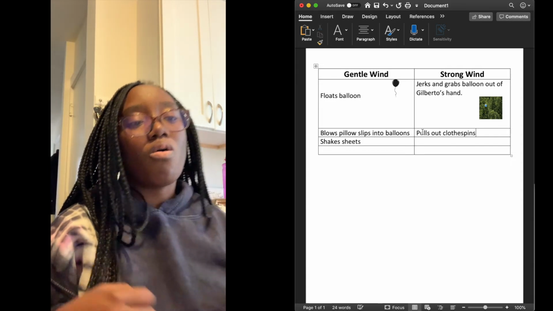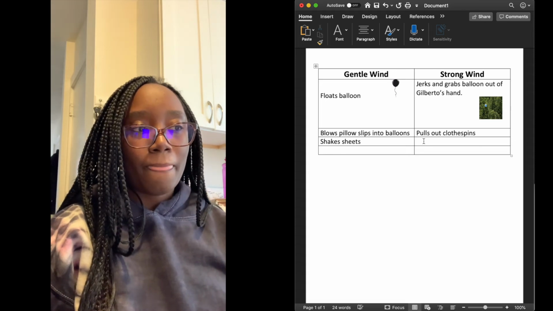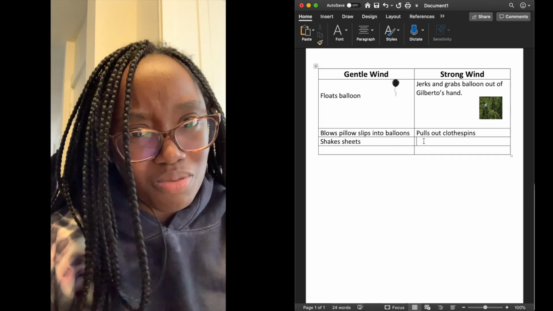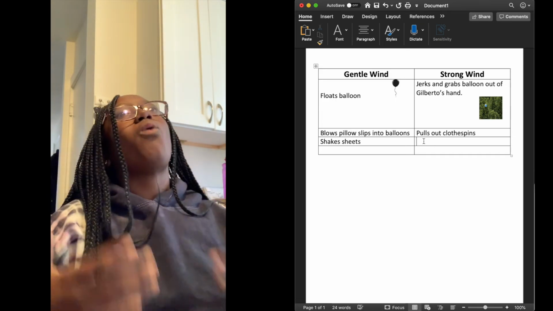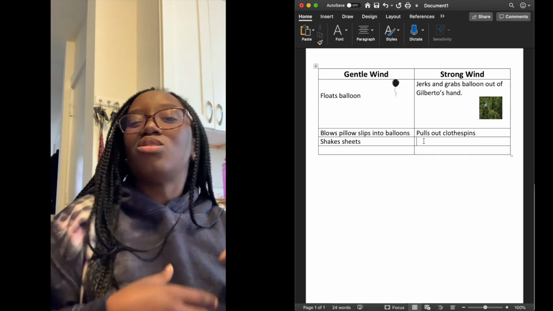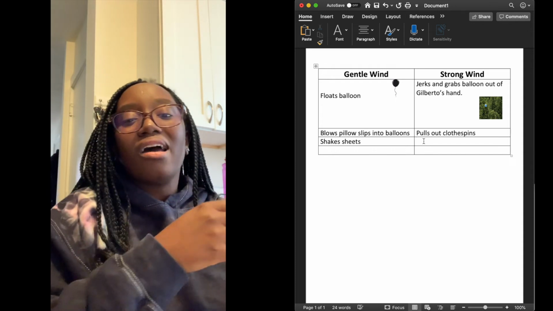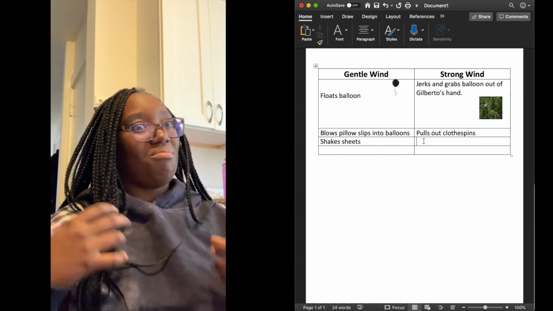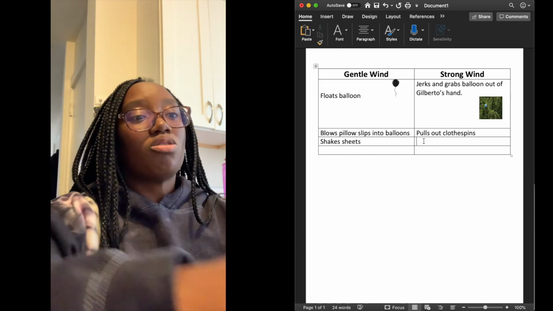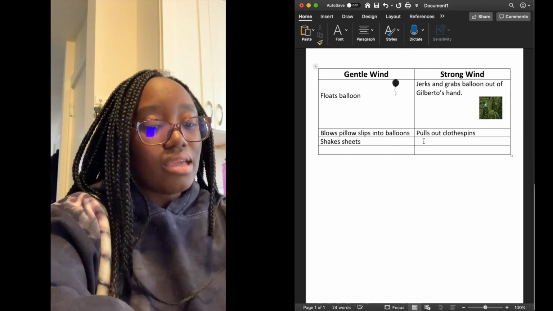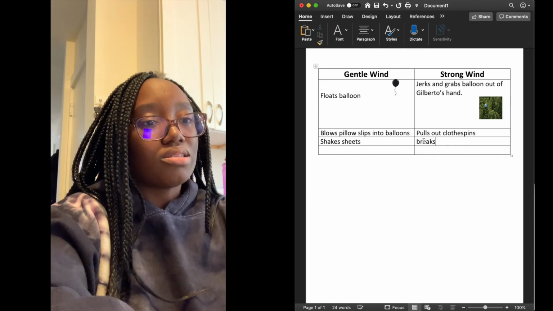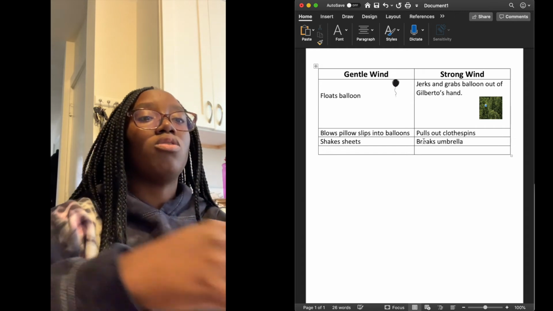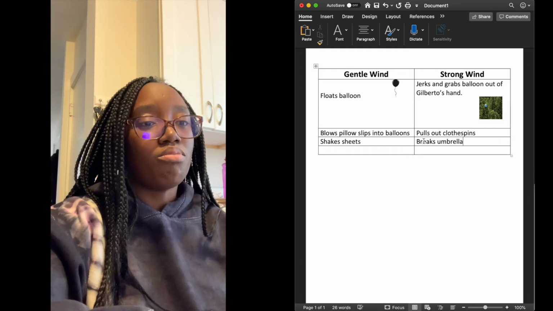And there were two more ways it was being strong. So what did it do to the umbrella? Did you say it broke it? Yes, the wind broke the umbrella. A gentle wind would just sway the umbrella from side to side while you're holding it. But a strong wind, it's going to come and just break it. So it was strong when it breaks the umbrella. So a wind is strong when it breaks umbrellas.